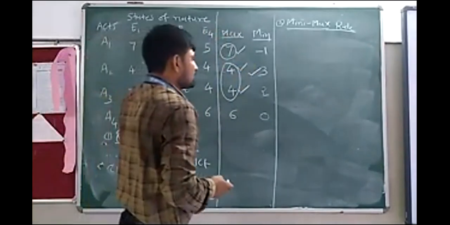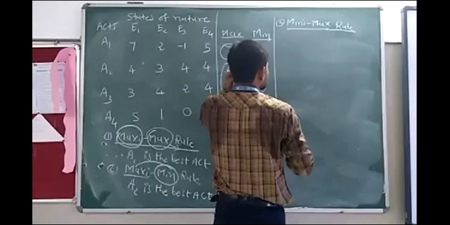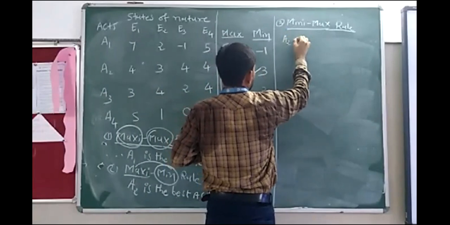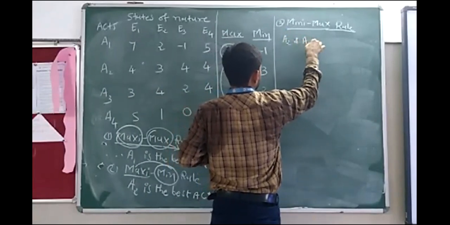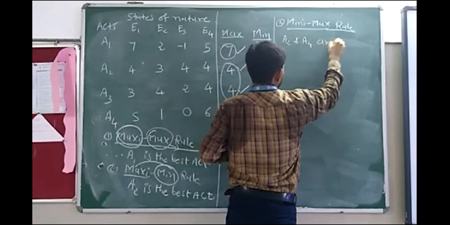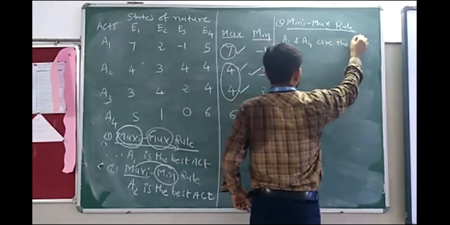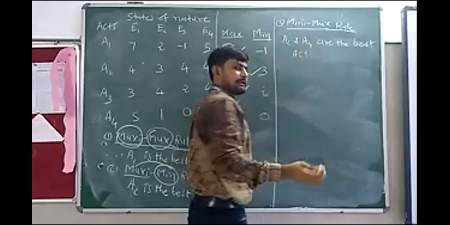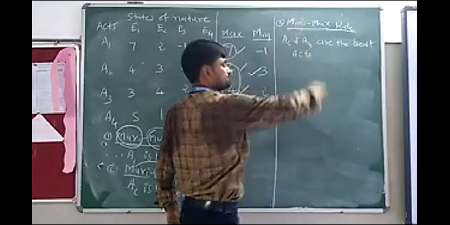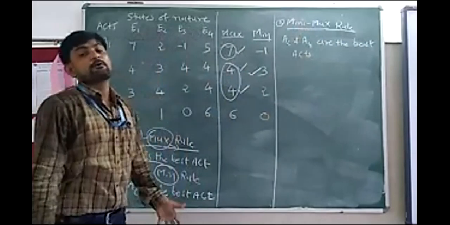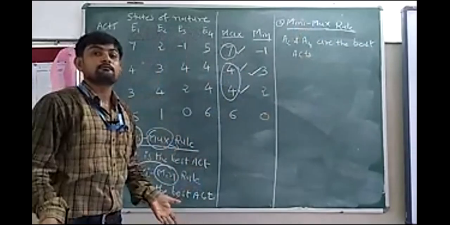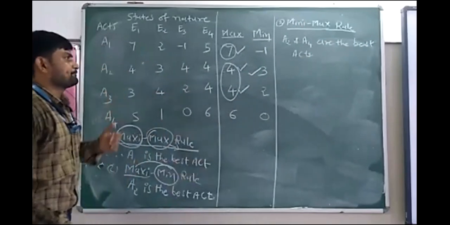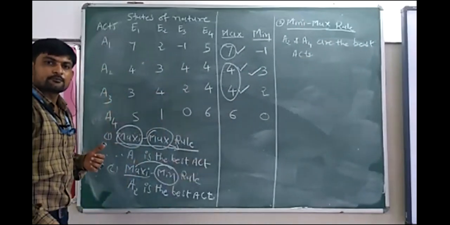Okay. So here we can say that Act 2 and Act 4 are the best acts. Clear? Best acts. So it might be possible that we have more than one best act. It is possible. Okay. Clear?